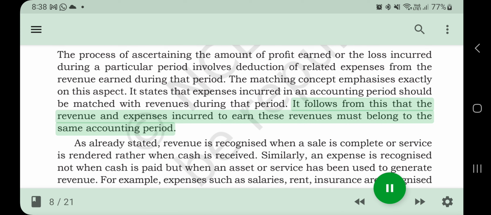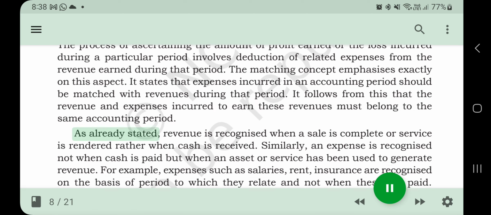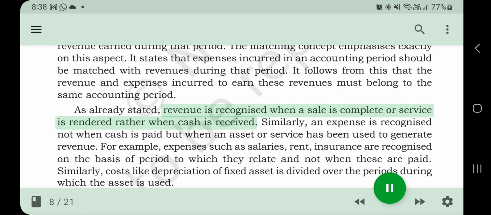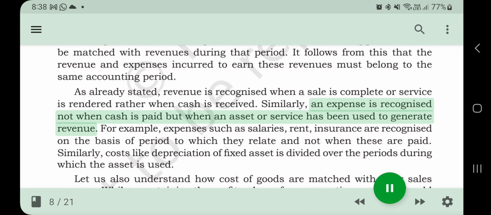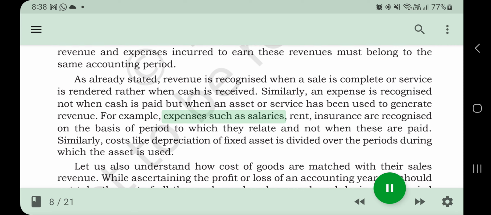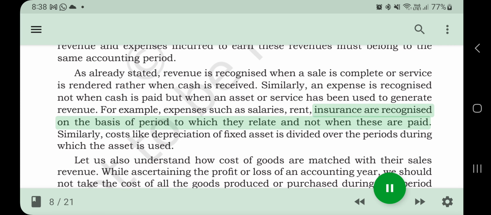It follows from this that the revenue and expenses incurred to earn these revenues must belong to the same accounting period. As already stated, revenue is recognized when a sale is complete or service is rendered rather than when cash is received. Similarly, an expense is recognized not when cash is paid but when an asset or service has been used to generate revenue. For example, expenses such as salaries, rent, insurance are recognized on the basis of the period to which they relate and not when these are paid.